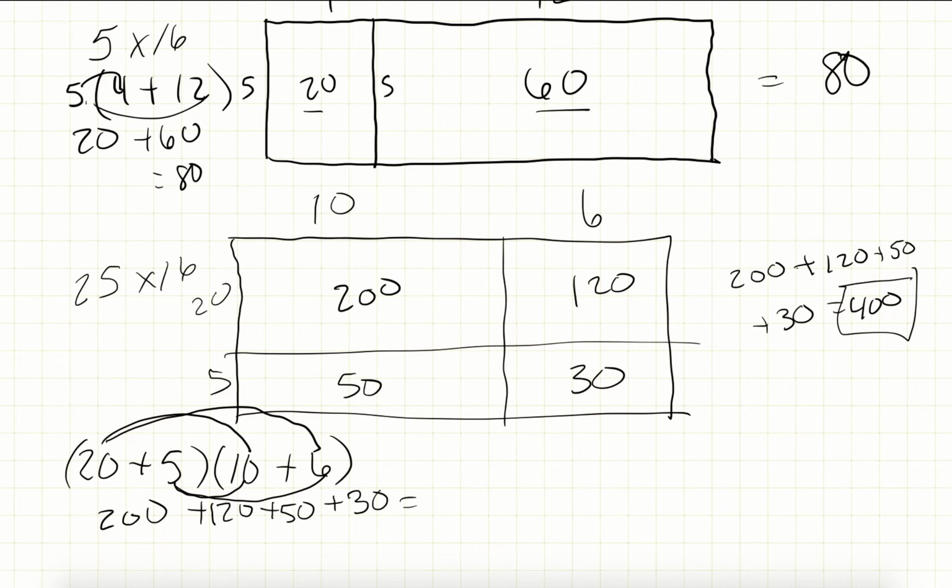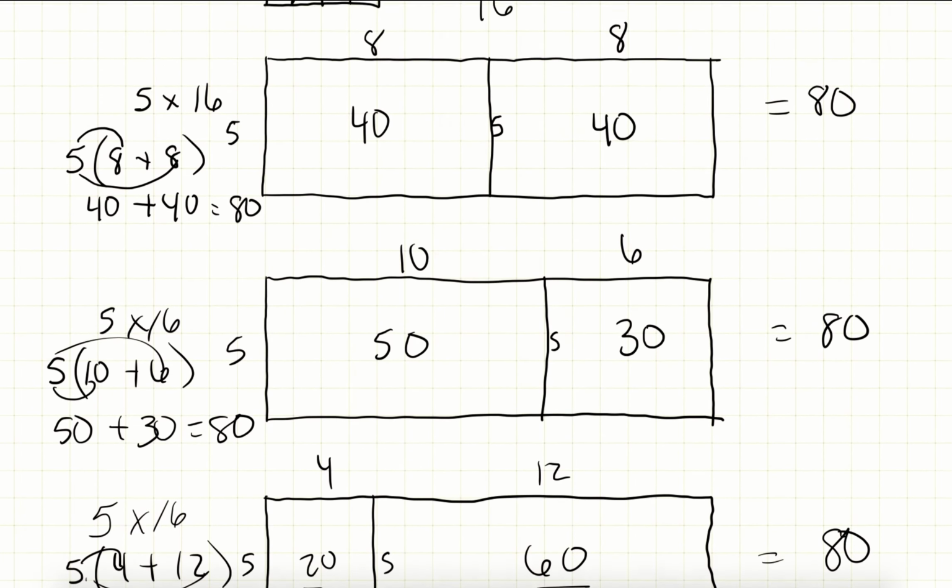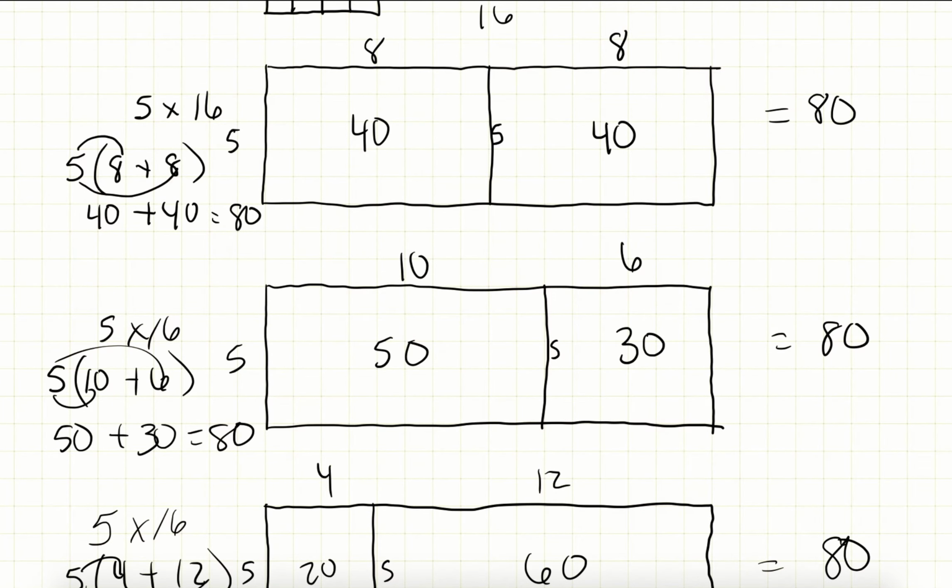Huh. So what did I just do? I actually did this big distributive property problem, but I did it in an area model. And so when I added all those together, I got 400. Okay, so what I've done here with the squares, I used an easier problem, but then I showed you how when you broke it up, you actually were doing the distributive property.